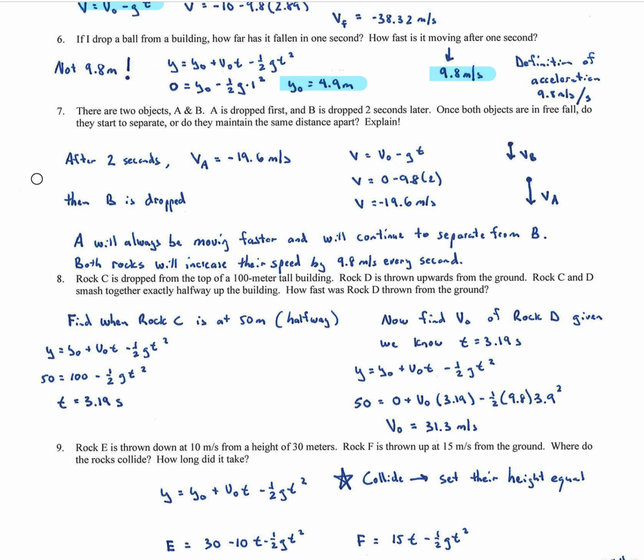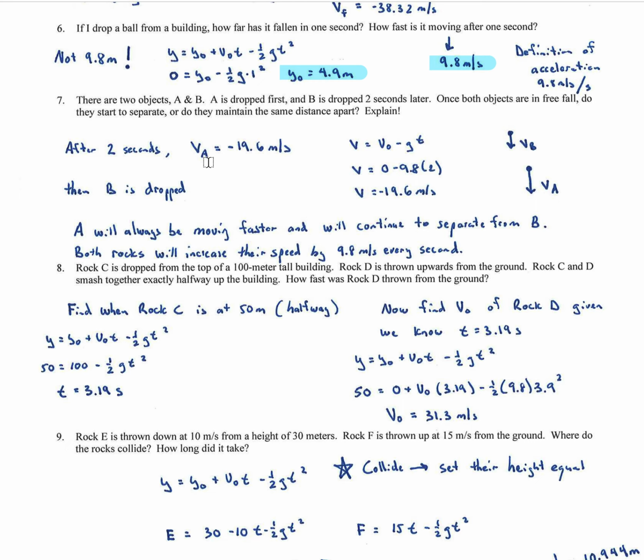So 7, there are two objects, A and B. A is dropped, B is dropped 2 seconds later. Once both objects are in the air, meaning they're in free fall, the question is, do they start to separate or do they maintain that same distance? And so if you think about, after 2 seconds, rock A is now moving 19.6 meters per second down. Right? It's got 2 seconds to speed up by 9.8 meters per second. This is the work, but you probably could have done it in your head.